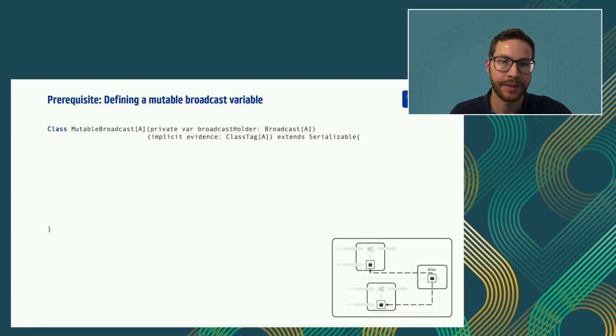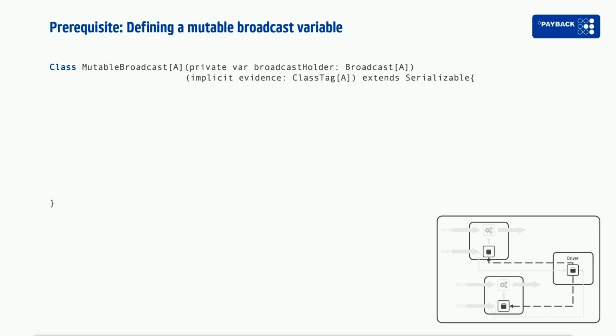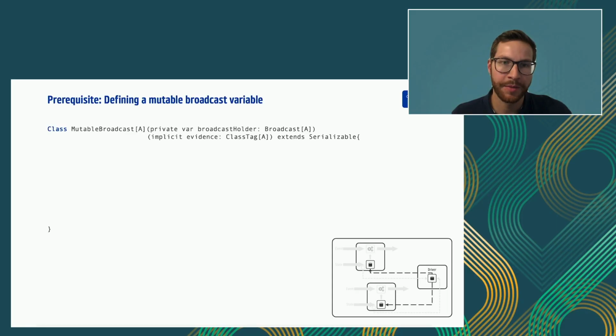Okay, good. Let's start. First of all, we would like to come up with some way how we can broadcast data from the driver to the executors. And also each time we receive an update on the driver, rebroadcast this update to the executors again. And Spark already offers something pretty similar. It's called a broadcast, but this is only immutable. So we can only broadcast data once and not update it again.